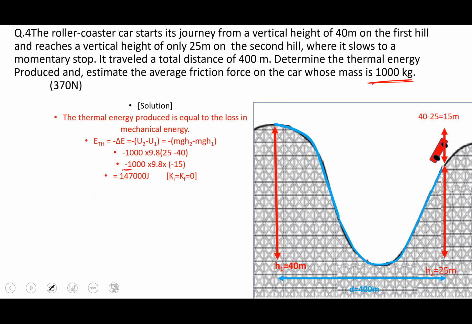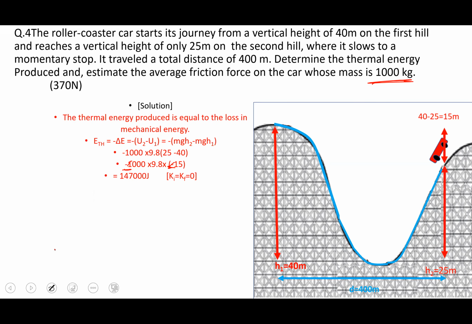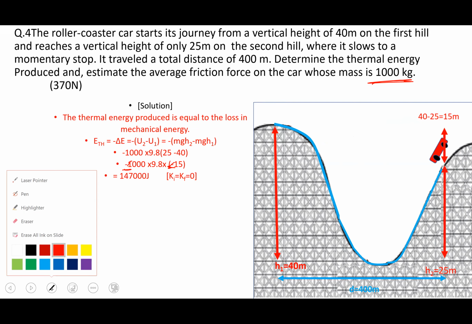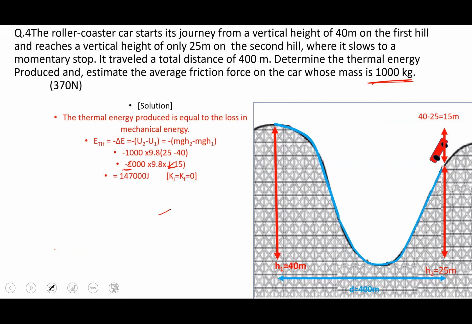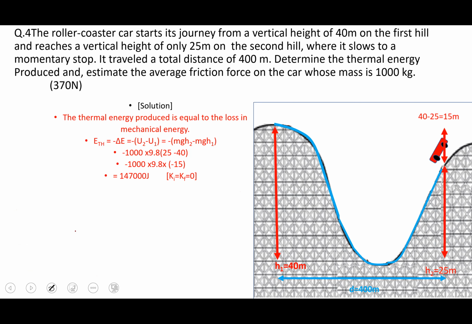So this negative and this negative basically cancel out, negative multiplied by negative, we get a value of positive. So in this case, we have done the same thing and we got the value 1,47,000 joules, and the initial kinetic energy and final kinetic energy will be equal to 0.